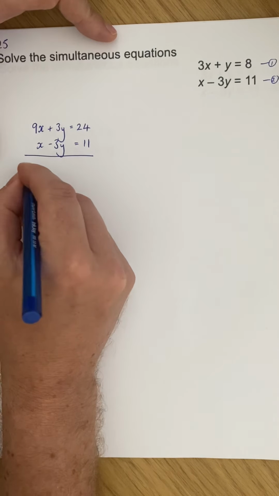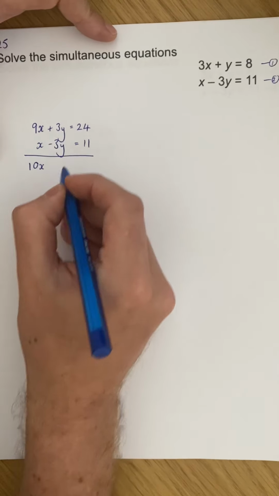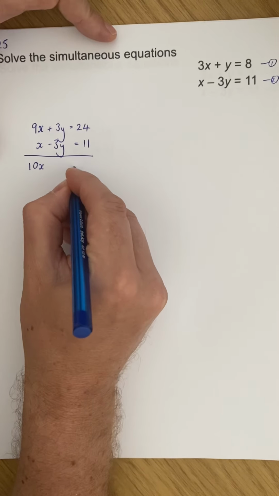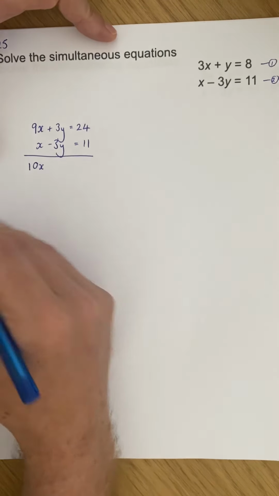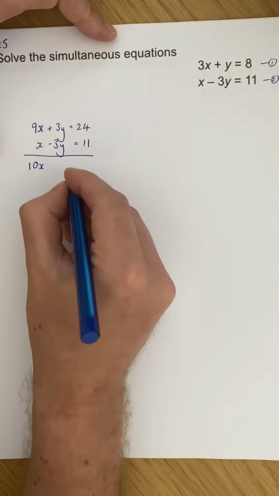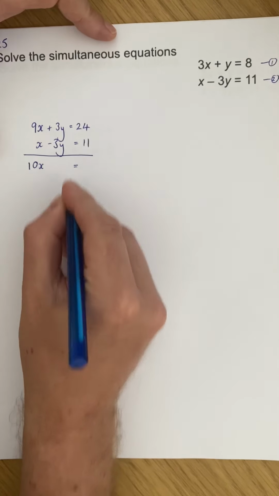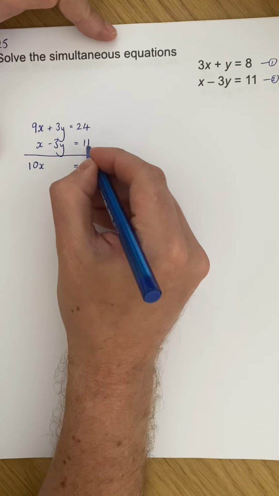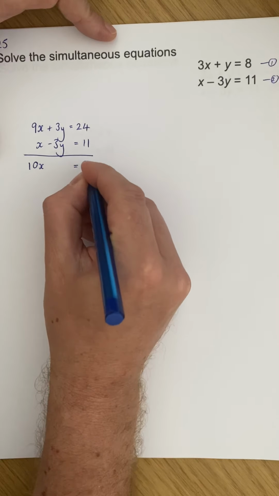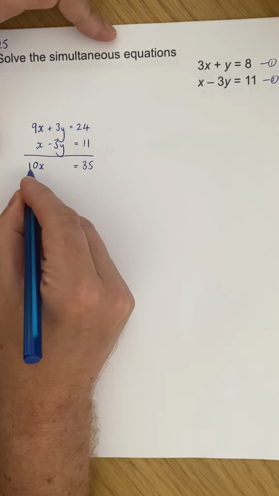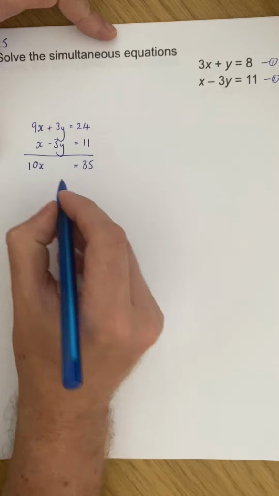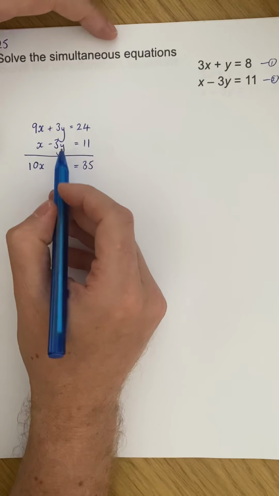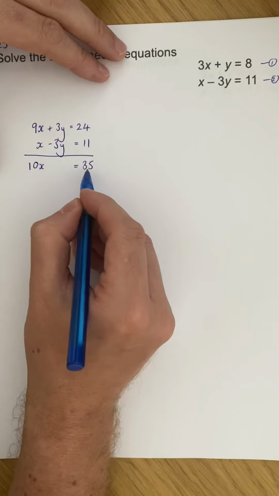9x plus x is 10x. 3y add minus 3y is 0. It's gone. It's been eliminated. Keep everything in line, keep the equals in line. 24 plus 11 is 35. So we're now simply left with 10x equals 35. We've eliminated the y's. We've only got an equation in x to solve.